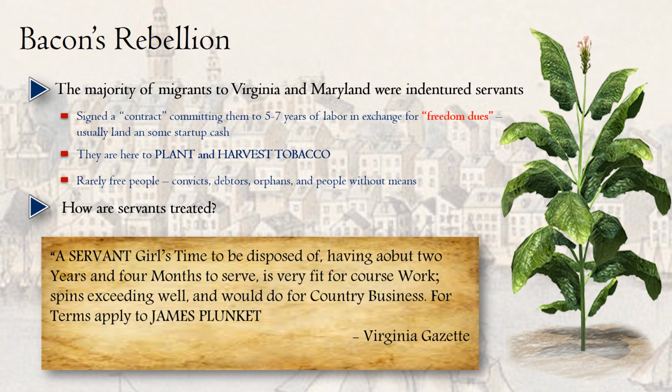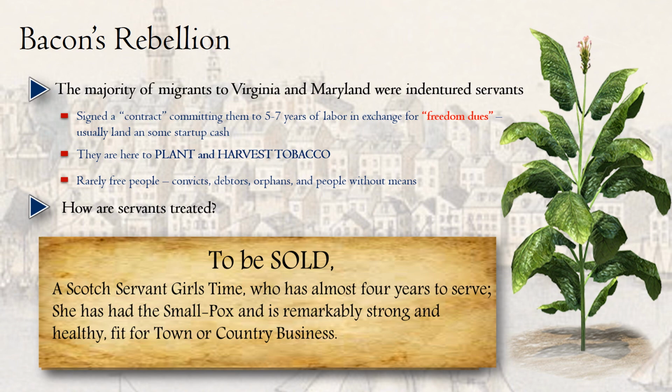Let's look at another one. This one's even more blunt. "To be sold, a Scotch servant girl's time, who has almost 4 years to serve. She's had the smallpox and is remarkably strong and healthy, fit for town or country business." So, in other words, they're not hiding the language. This is a Scottish girl who's going to be sold. And look at how she is advertised. She's had the smallpox, which means she's likely not going to get sick from this and is going to be a good investment. 4 years left on her contract. And so this means that she can be sold to anyone with the money willing to buy out her contract.